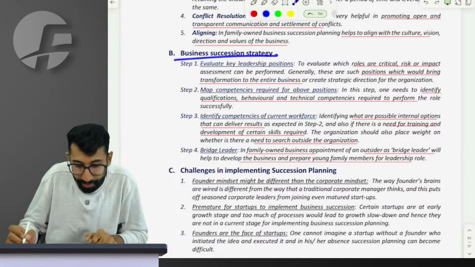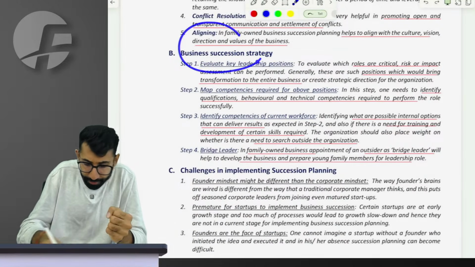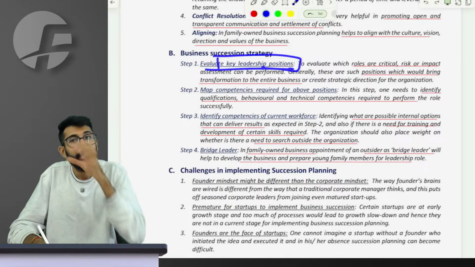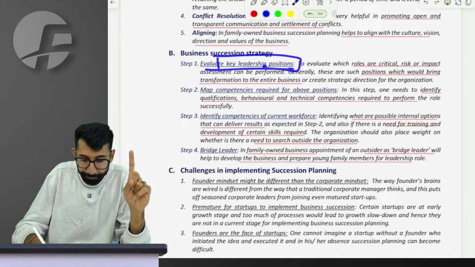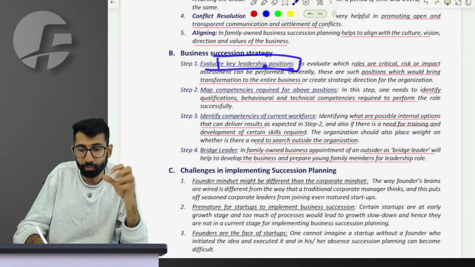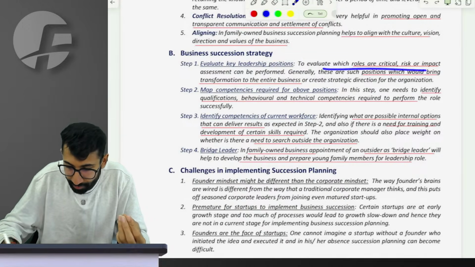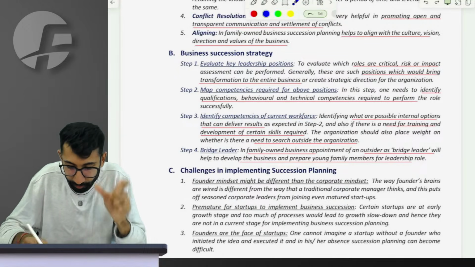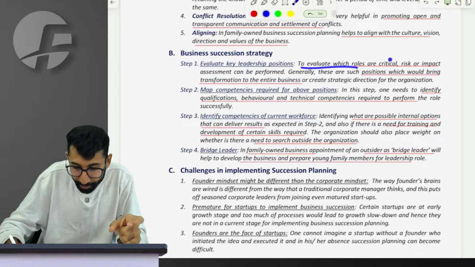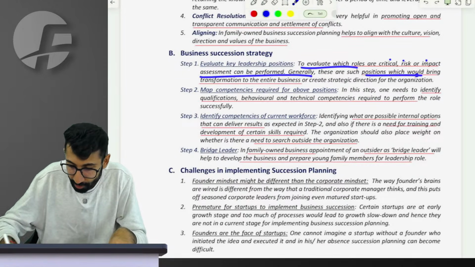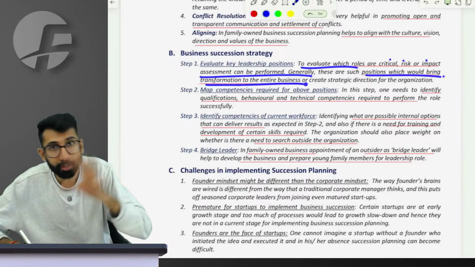Then is the strategy. How will you do it? Really simple. 4 simple steps. First of all, evaluate the key positions. Identify the key positions, right? That what are the positions, right? The first step is to evaluate the roles that are critical, which have the risk or which have the impact on the business.